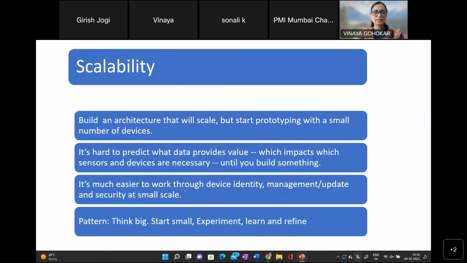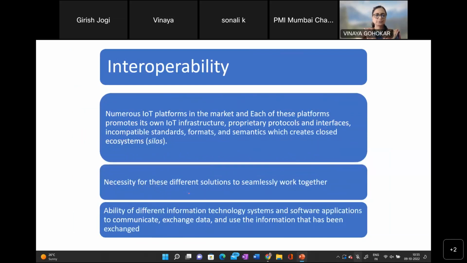So scalability definitely is the basic concern. Build an architecture that will scale, but start prototyping with a small number of devices. It's hard to predict what data provides value, and which sensors and devices are necessary, until you build something. So initially prototyping at a smaller scale is important: experimenting, learning, and then refining your solution before going to scalability. But still, scalability is an important issue.